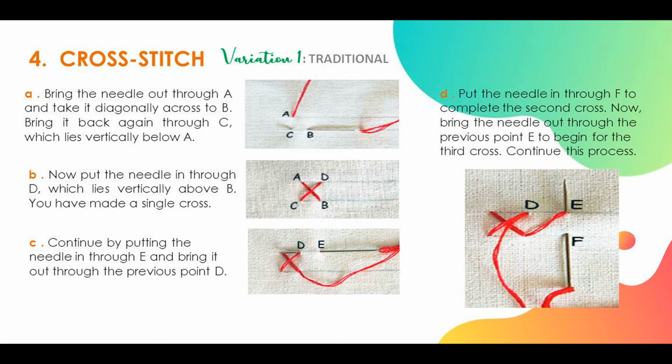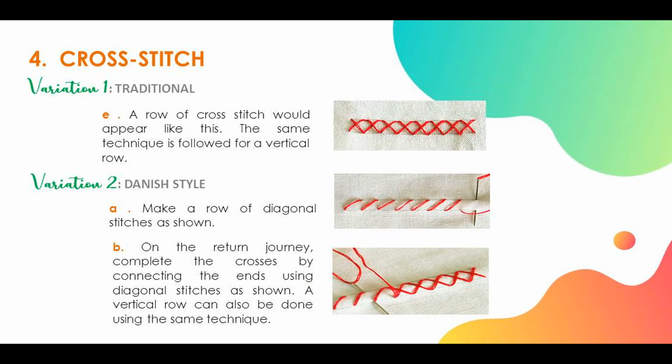C. Continue by putting the needle in through E and bring it out through the previous point D. D. Put the needle in through F to complete the second cross. Now, bring the needle up through the previous point E to begin the third cross. Continue this process. E. A row of cross stitch would appear like this. The same technique is followed for a vertical row.